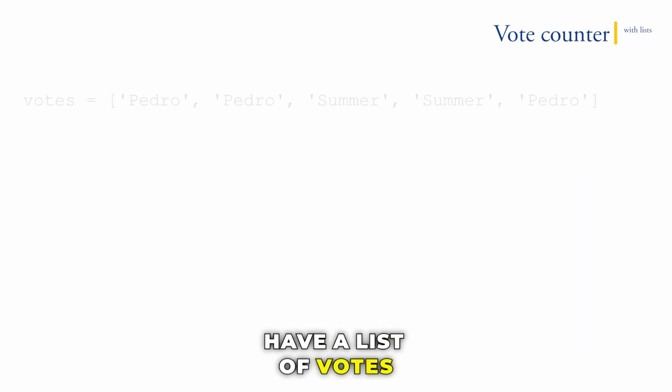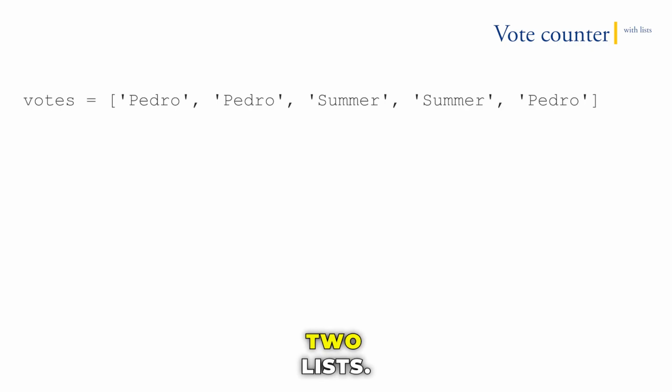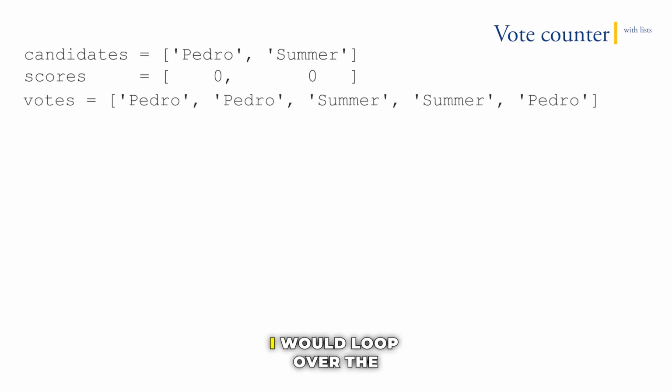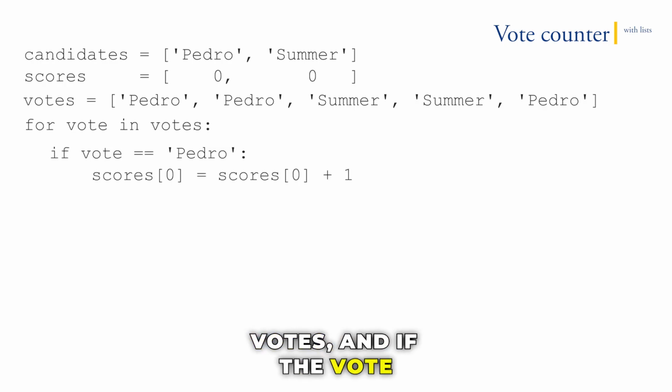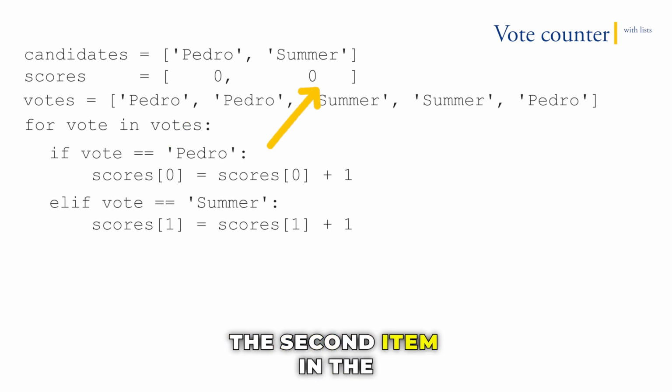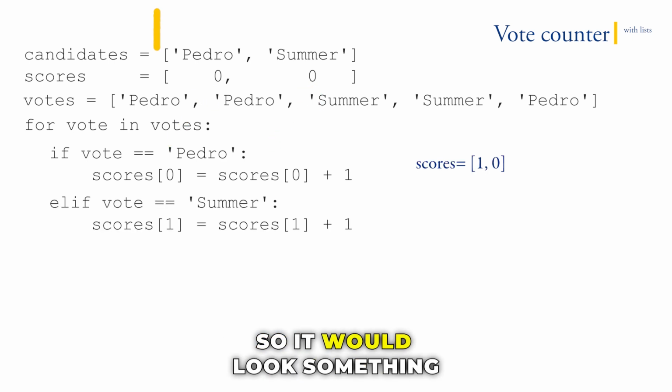So if I made this program with lists, I might have a list of votes like this. I would need to make two lists, one of the candidates and one of their votes, the vote counter. I would loop over the votes, and if the vote went to Pedro, I would increase the first item in the scores list by 1. And if the vote went to Summer, I would increase the second item in the scores list by 1. So it would look something like this.